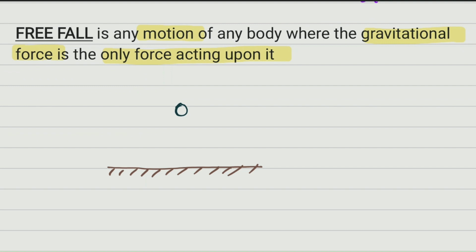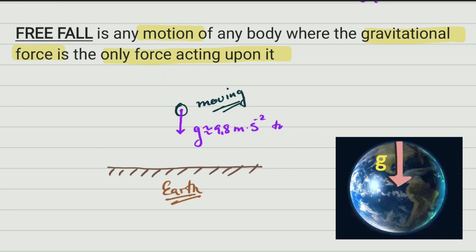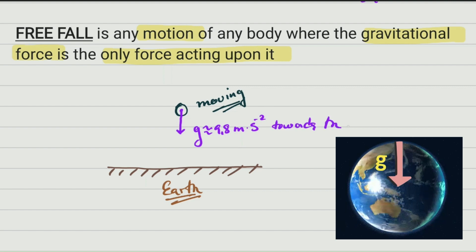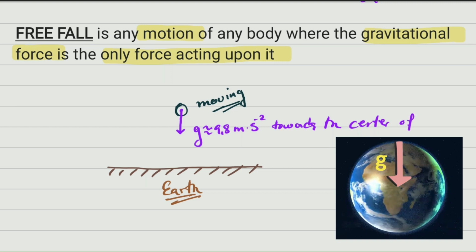Okay, so let's look at the following situation just for you to understand. Let's say, for instance, we have a ball that is moving near the surface of the earth. Now the acceleration of this object is always going to be pointing towards the center of the earth. In this case, because we're talking about the earth, it's going to be approximately 9.8 meters per second squared towards the center of the Earth.